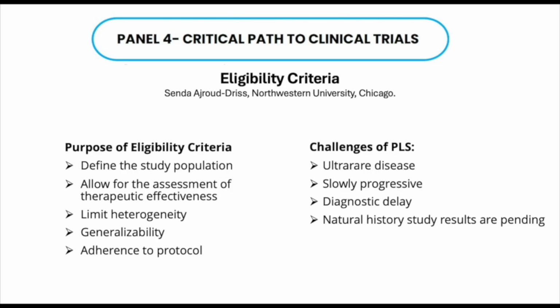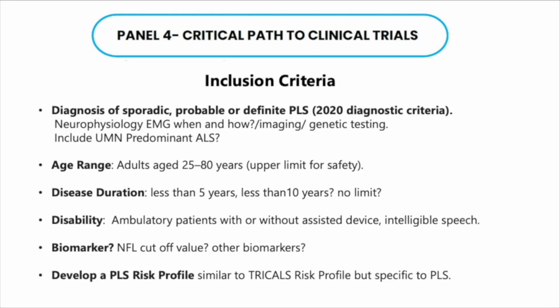But I remind you that we're doing this in an ultra-rare disease, slowly progressive, with significant diagnostic delay, and the natural history study results are just coming up. So please don't kill me, the inclusion criteria. We talked earlier about using the diagnostic criteria versus actually selecting patients who are slow. And it is interesting to see the curve of the patients that progress very quickly that we saw earlier, which can help take patients out.